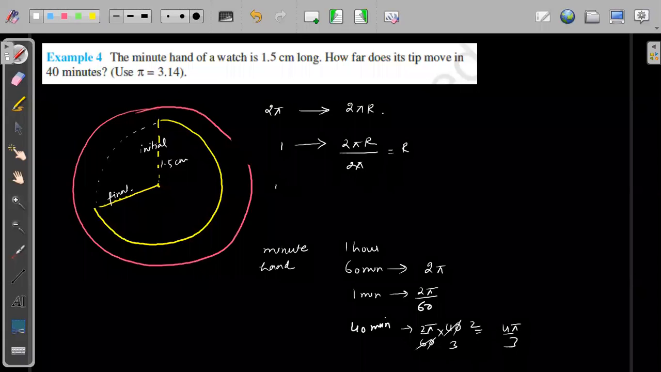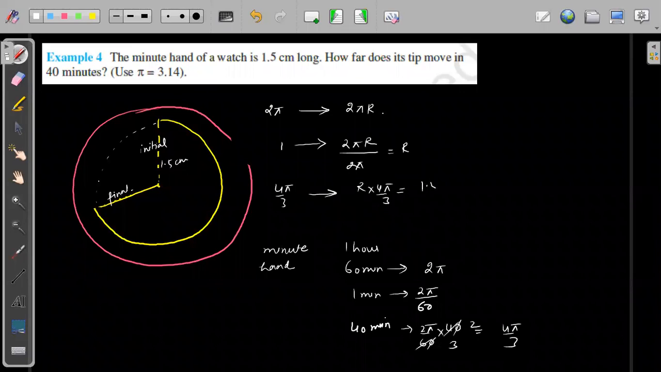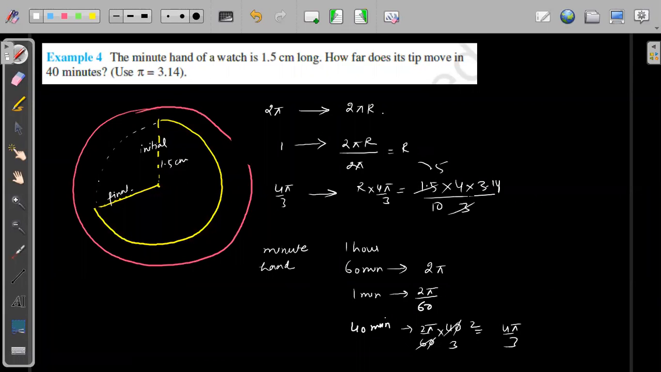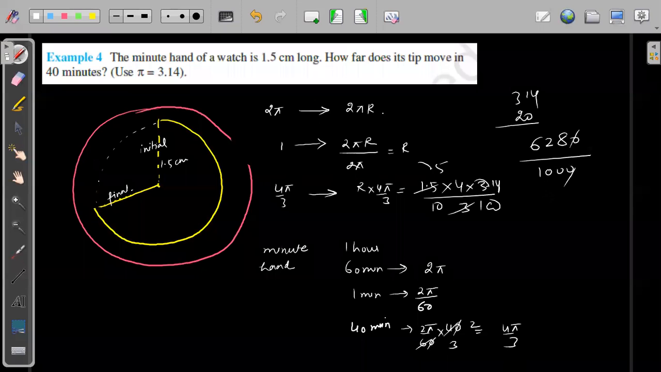Very good. So that means in 4 pi by 3 radian, how much distance will it move? r into 4 pi by 3. What is the value of r they have given? 1.5. What is the value of pi they have given? 3.14. 3.14 divided by 3. So this is 0.5 times 4 times 3.14, which gives 20 into 314, so 6280 by 1000. So this is 6.28. Everybody understood? Just check this one.